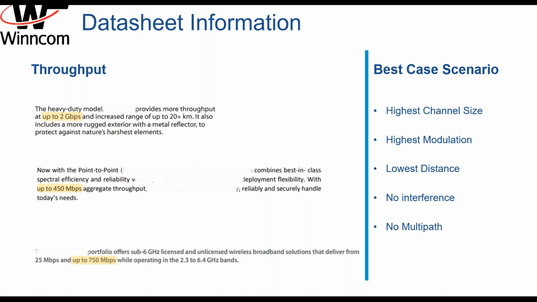Talking about throughput in the datasheets, we almost always see an expression that says "up to" in front of the throughput information. This throughput information can be accurate, but it depends on some criteria. It's the best case scenario. It must be on the highest channel size, using the highest modulation, at the lowest distance, and with no interference, no multipaths, or any other negative effects on the link.